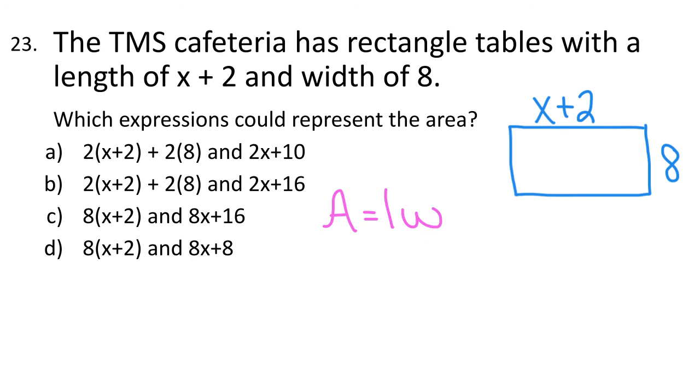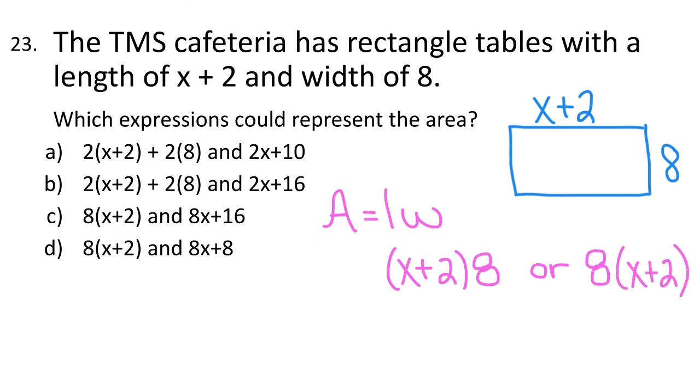And in this problem, we're given x plus 2 as the length, and we're multiplying that by the width of 8. Or the commutative property tells us that 8 could be at the front, and the x plus 2 can come to the back. This tells us that either C or D are the correct answers because they have 8 times the sum of x plus 2.